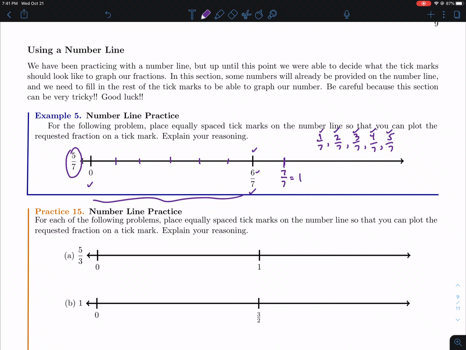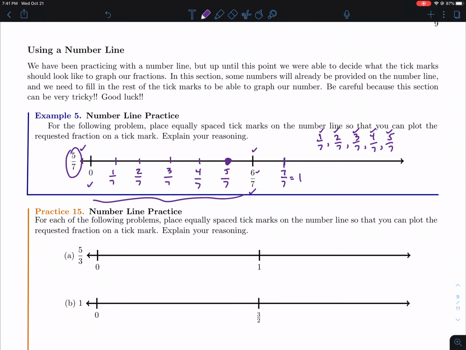So in this case, let's label them just to verify that I didn't mess up my tick marks and I don't end up landing at 6/7 like I'm supposed to. So 1/7, 2/7, 3/7, 4/7, 5/7. So good, that's perfect. So I was able to divide between 0 and 6/7 up into 5 nice interval increments. So now that I've finally got that done, now I can go in and graph where 5/7 would be. And so again, I'm just going to shade or color in the dot right at 5/7.